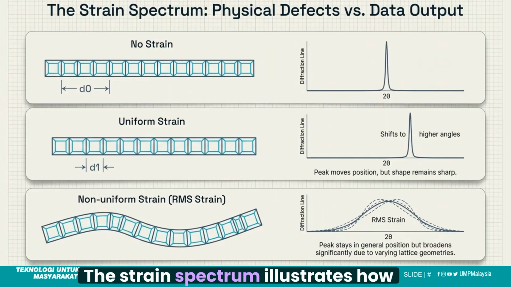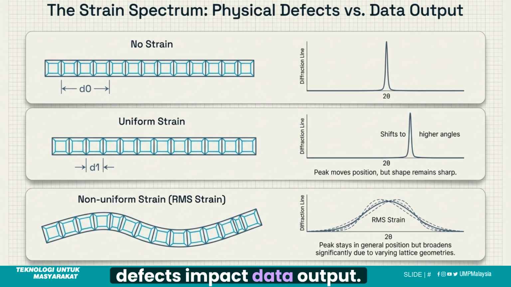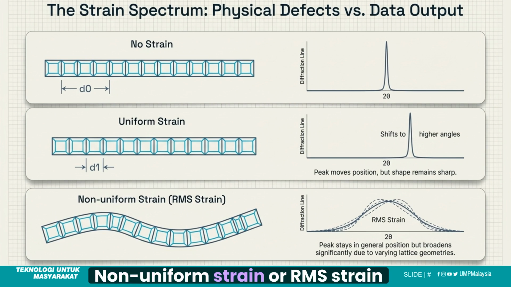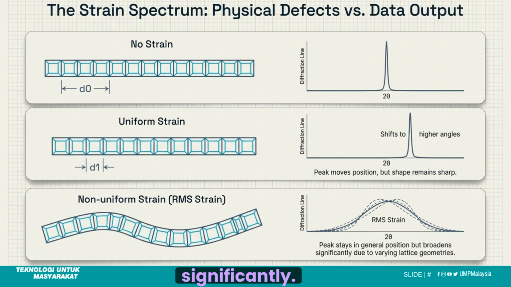The strain spectrum illustrates how defects impact data output. No strain results in a sharp, centralized peak. Uniform strain causes the peak to shift to higher angles, but the shape remains sharp. Non-uniform strain, or RMS strain, causes the peak to broaden significantly.